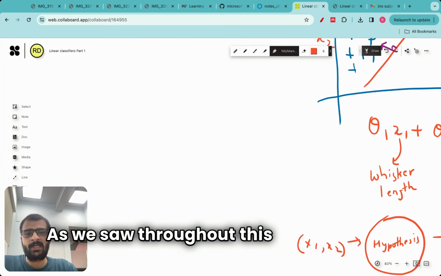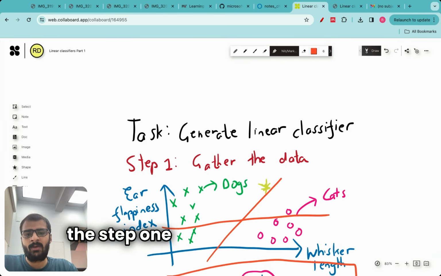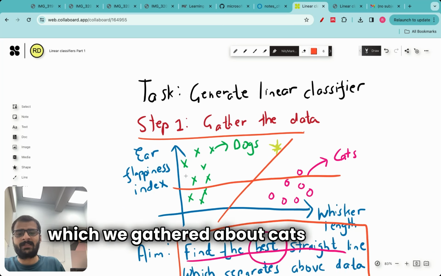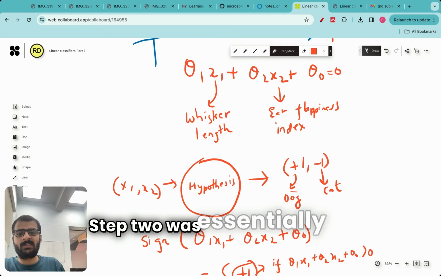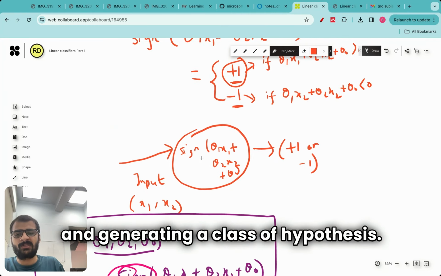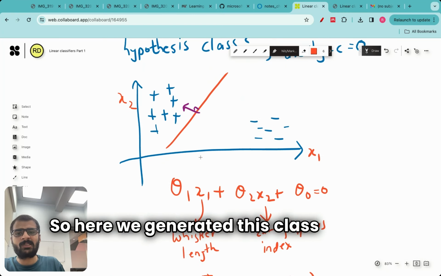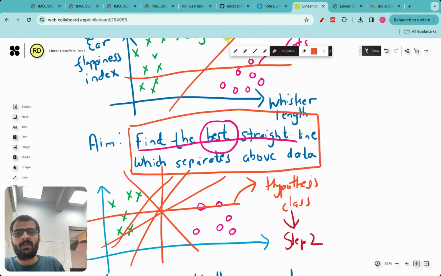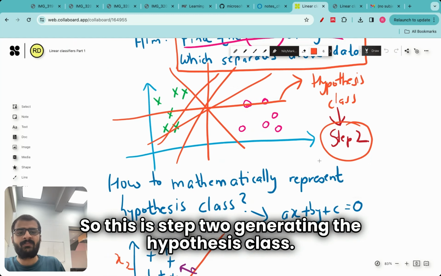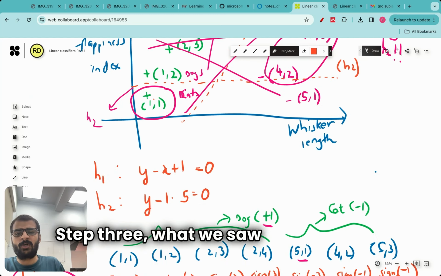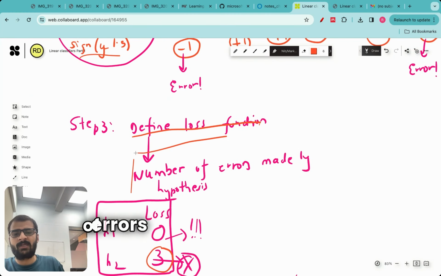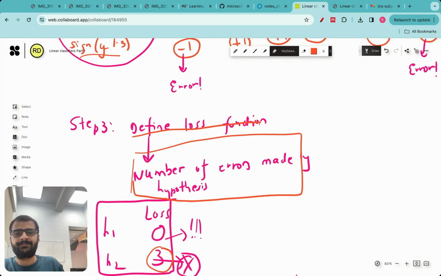As we saw throughout this entire project, step one was gathering the data, which we gathered about cats and dogs. Step two was essentially about hypothesis and generating a class of hypothesis. So here we generated this class of linear classifiers. Step three was defining the loss function, which we saw as the number of errors made by the hypothesis.